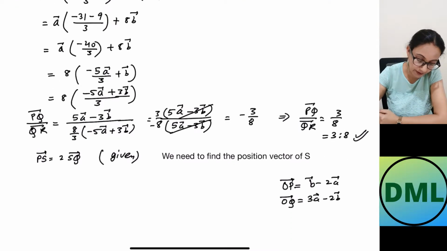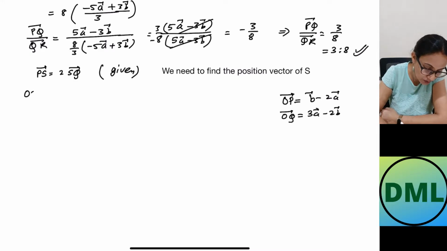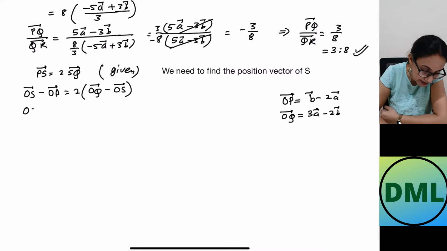Now I need to find out the position vector of S, and the given condition is PS is equal to 2 times SQ. Now let's write PS and SQ in the position vector form. So it will be written as OS minus OP is equal to 2 times OQ minus OS vector. So let's open the bracket on right hand side. It will be OS minus OP is equal to 2 times OQ minus 2 times OS vector.